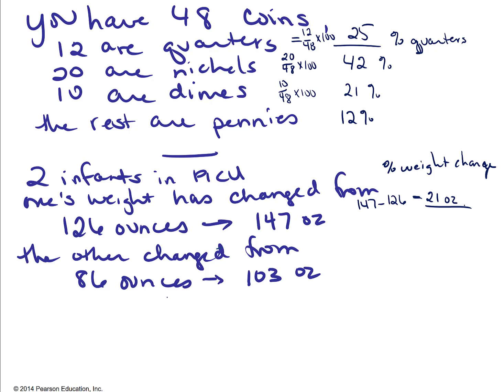And what am I going to divide it by? Their beginning weight or their ending weight? They started at 126. It's really their beginning weight. So it is what percent of weight change from their initial. So you take the 21, divide by 126, and multiply that times 100. Then you're going to do the same thing for baby 2.